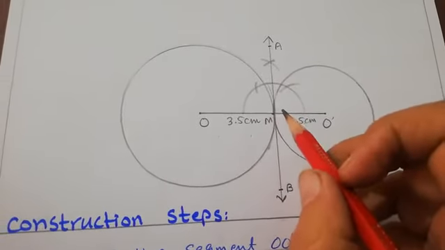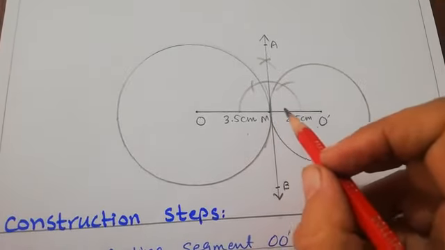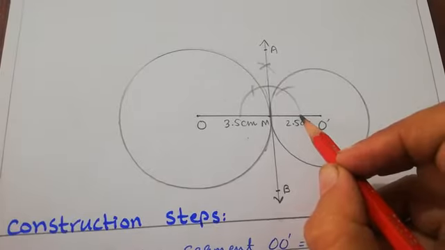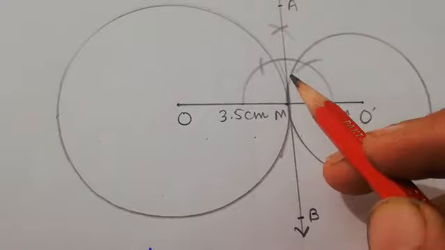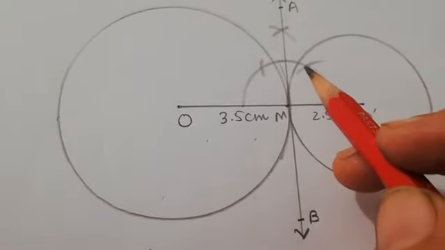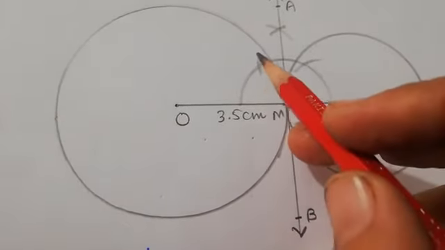Then, without changing the length of the compass, you will put the compass at this point here, and we will draw an arc, the first arc. Then we will put the compass here and draw another arc.